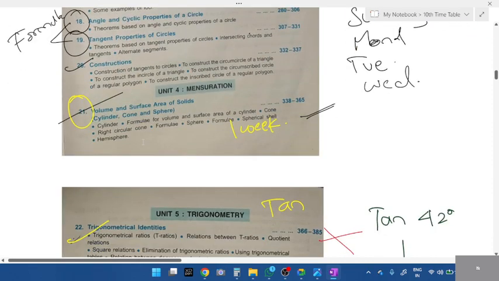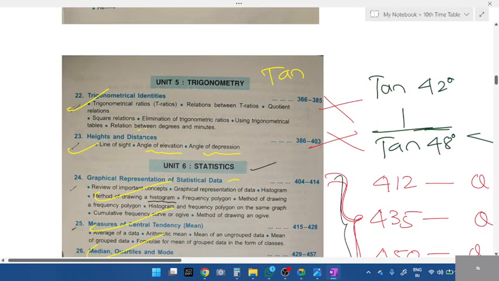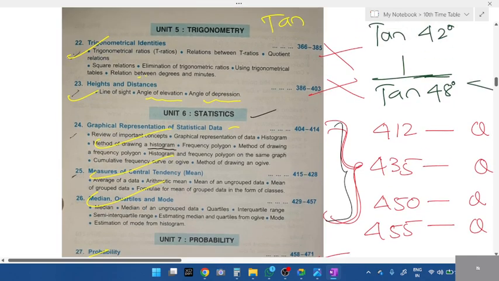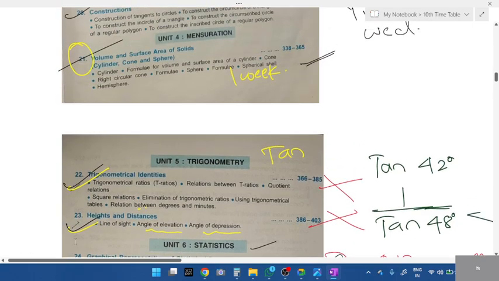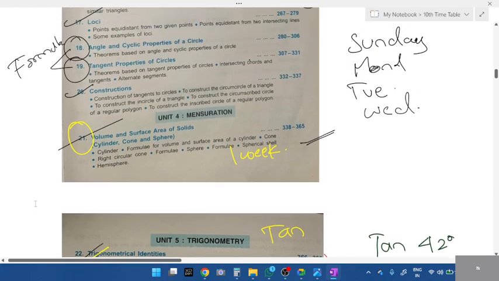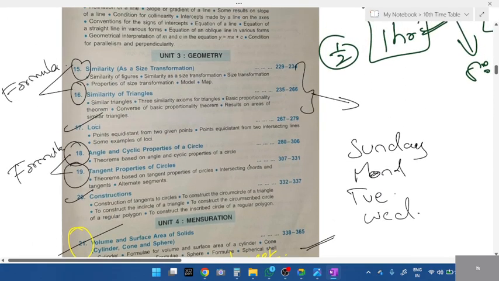Then volume is the only chapter left now. Important one. What about trigonometry? Identities? All of you are thorough with this, height and distance. Trigonometry. Then we have these three. Statistics is one, students. This entire thing I'll explain on Sunday. Probability, if you just solve previous year questions, that is enough. Nothing is there in probability. So almost done. Volume is left. I'll be starting volume tomorrow. So today evening I'll be discussing these four formulas, students: angle of cyclic, tangent, loci, construction.